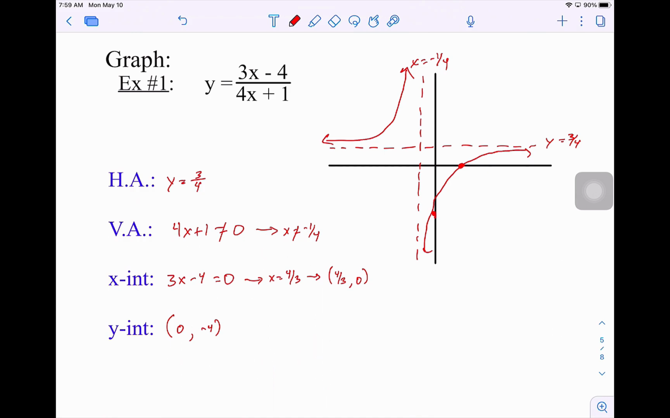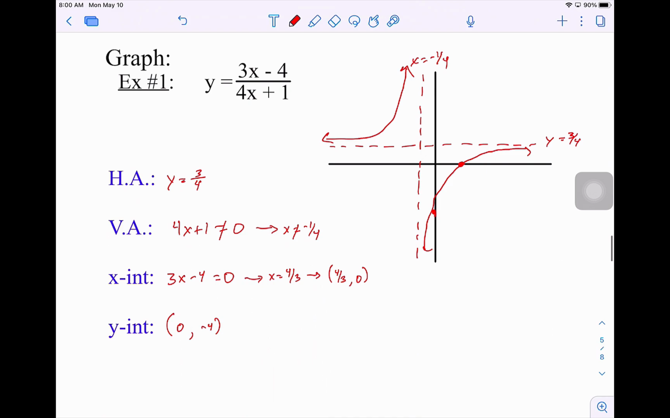If we quickly wrap this one up, if I were to talk about the domain of this function, all real numbers except what? What's the one value of x that we couldn't have? Is it 0? No, it's not 0 on this one. Negative 1/4. The one value that I couldn't have is x equals negative 1/4. That's where my vertical asymptote is.